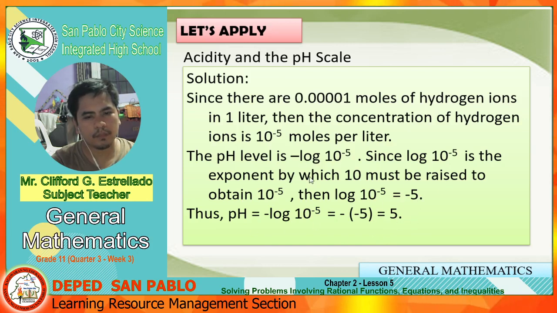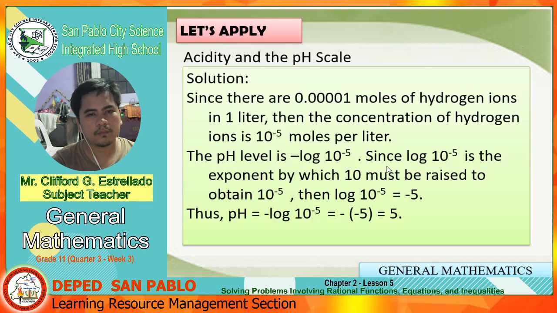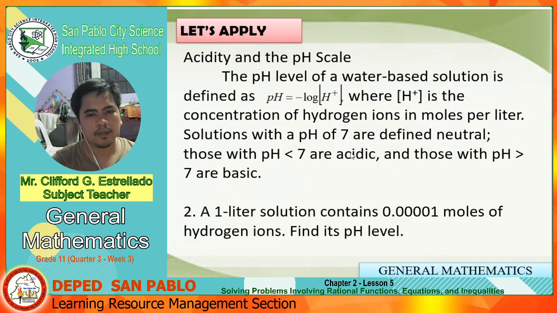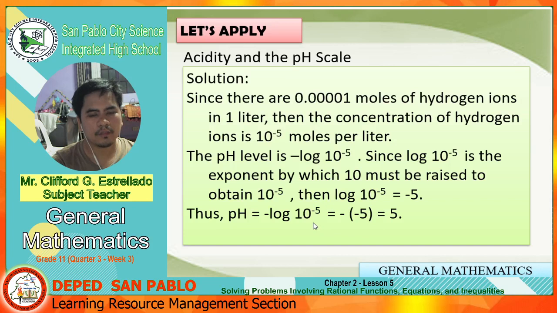Since it is positive 5, what is it now? Acidic? Basic? Neutral? So, which of the three is it? Sabi kanina, kapag less than 7, kasi 5 yun, acidic siya. Okay? Kaya yan, acidic yan.